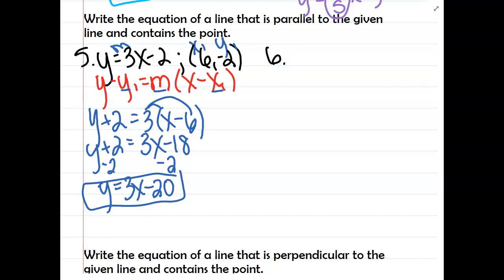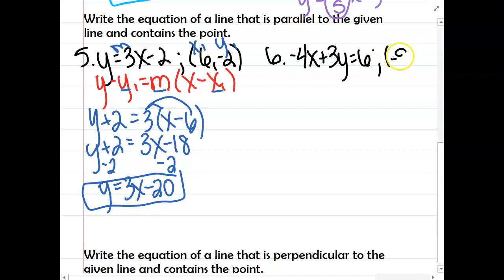Now what if number 6 looks like this? Negative 4x plus 3y equals 6 and passes through the point negative 9, comma 5. Now I know that my line needs to be parallel to this line, which means my line has to have the same slope as this line. Can you tell me what the slope of that line is? Because it's not in y equals.